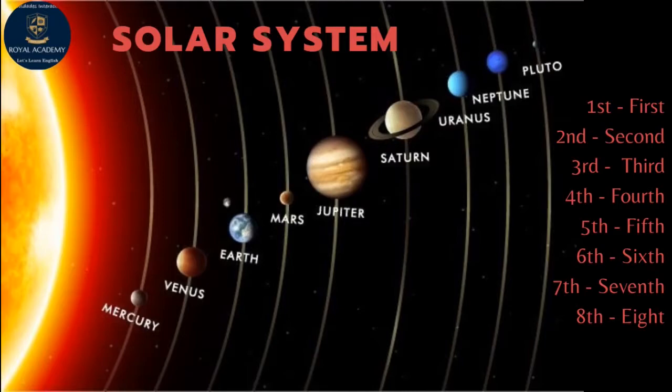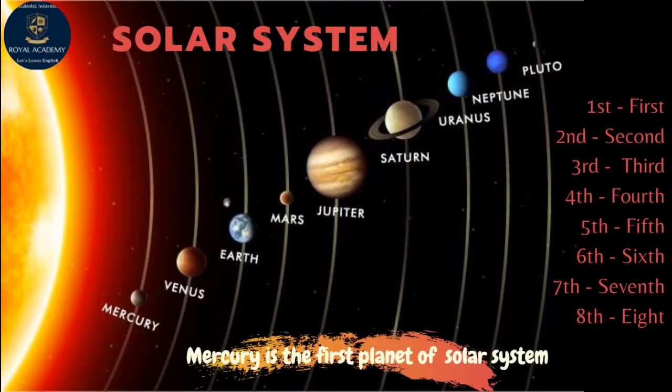Aquí podemos ver nuestros 8 planetas, y para eso necesitamos en inglés los números ordinales: first, second, third, fourth, fifth, sixth, seventh. Vamos a hacer una acción. For example, Mercury is the first planet of the solar system. Mercurio es el primer planeta del sistema solar.